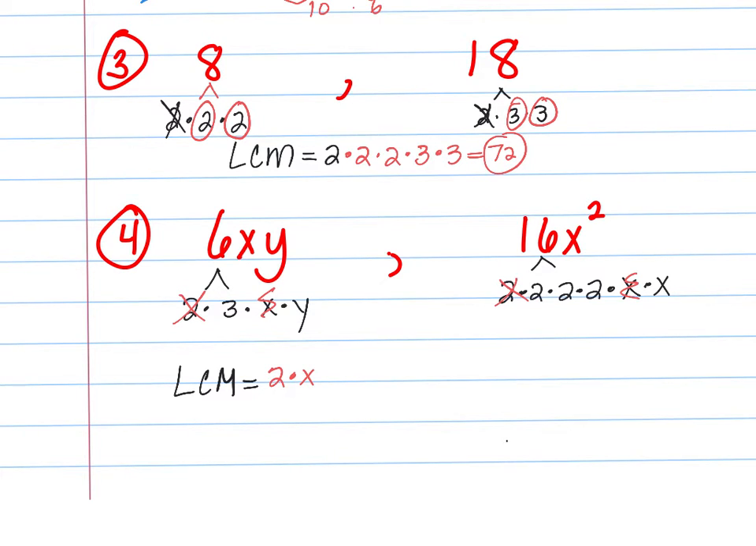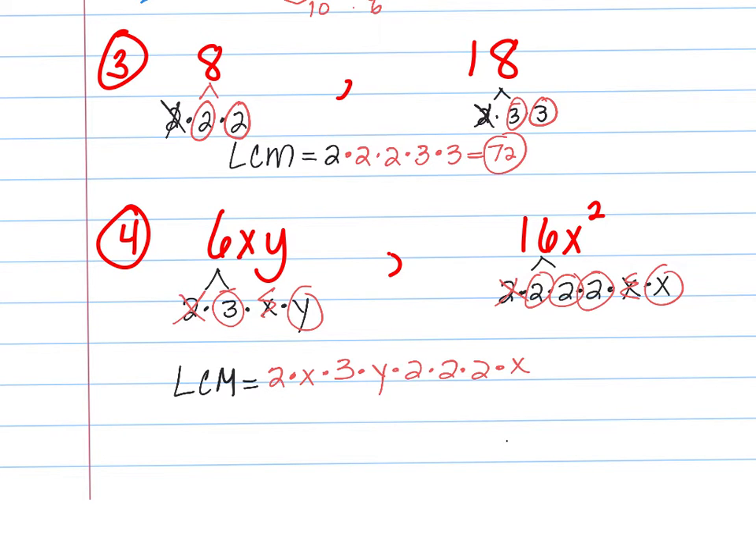They don't share anything else, though. So circle those that they don't share. And we're going to put all of those back onto the list. So we're going to put times 3 times y times 2 times 2 times 2 times x. And then all we do is multiply them out.